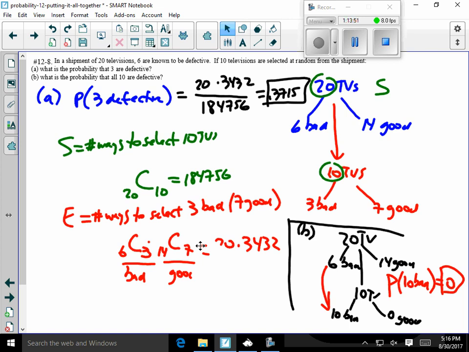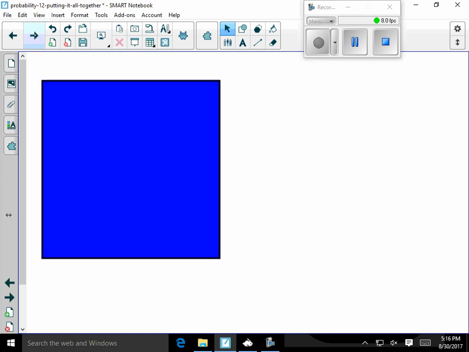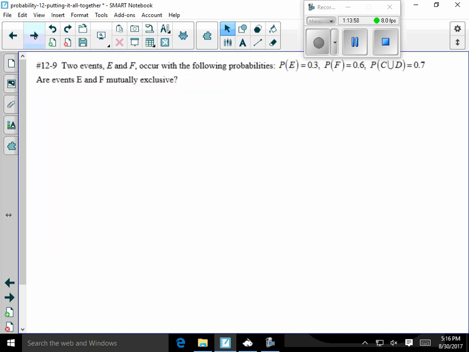Okay, let's see if we can do a couple more here. This one says two events, E and F, occur with the following probabilities. E is 30% probability, F is 60%, and that should say E and F. The probability of E or F is 70%. Are events E and F mutually exclusive? So pause the video, give this one a try.